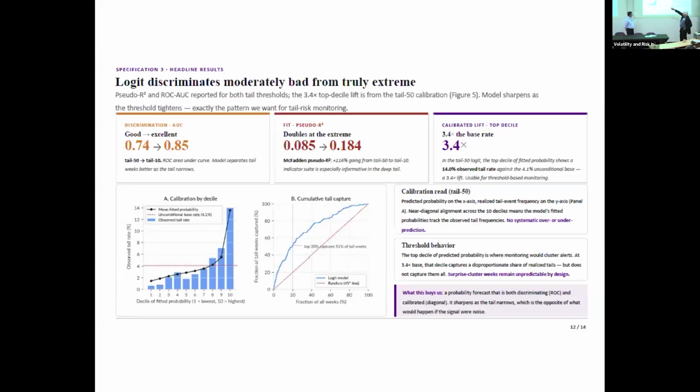The AUC, the area under the curve, goes from 0.74 to 0.85, which is a kind of a way of thinking that it actually does a better job of picking out the worst weeks. These bottom two curves sort of show for different levels of the probability how much you're getting, and this is the curve which reflects whether you're picking out the worst cases. Ideally, it would be just, I think, an L shape there.